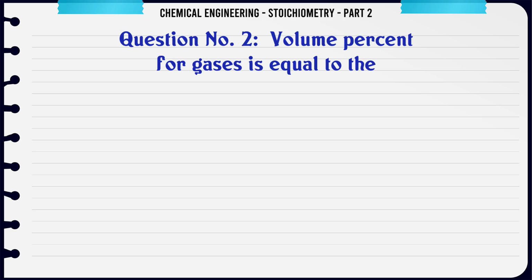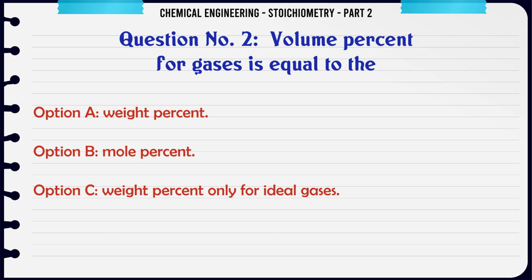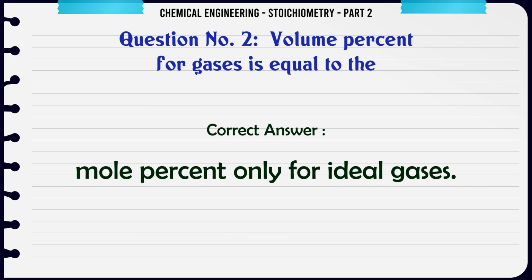Volume percent for gases is equal to the A weight percent, B mole percent, C weight percent only for ideal gases, D mole percent only for ideal gases. The correct answer is mole percent only for ideal gases.